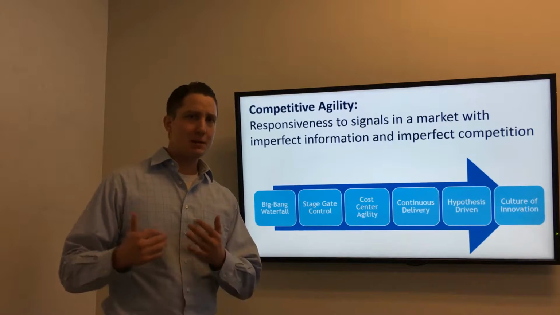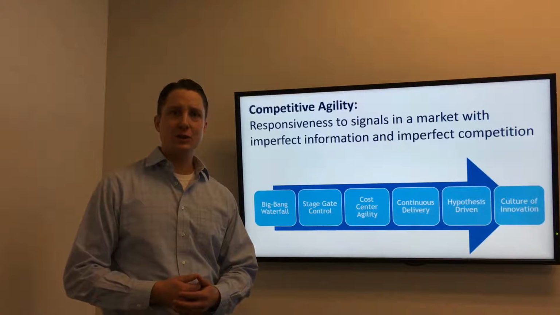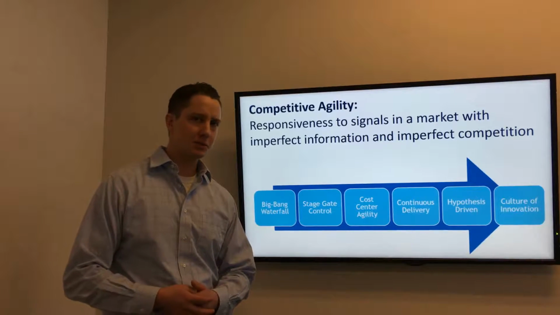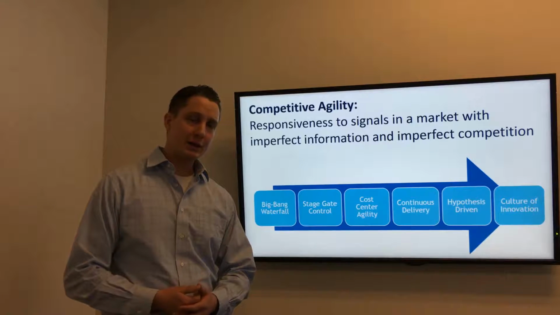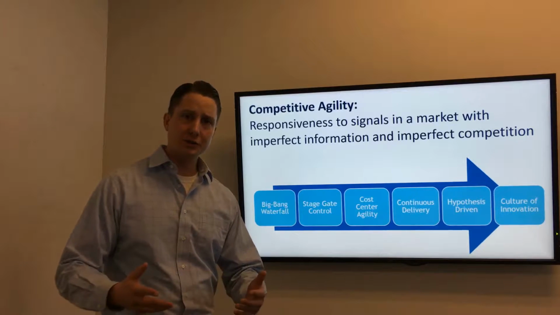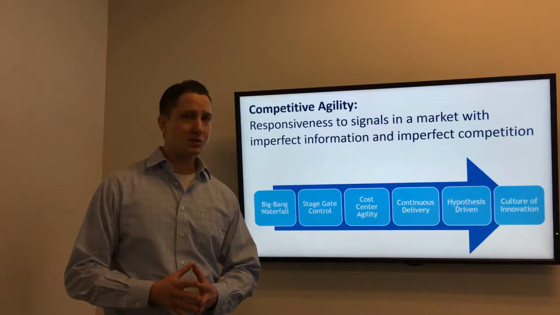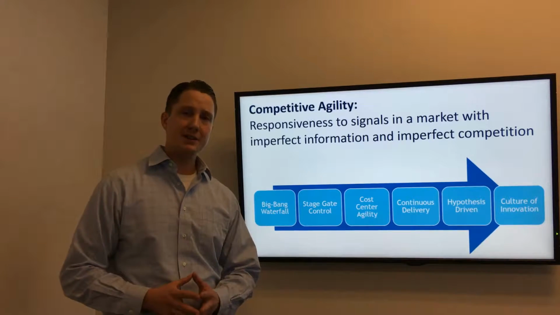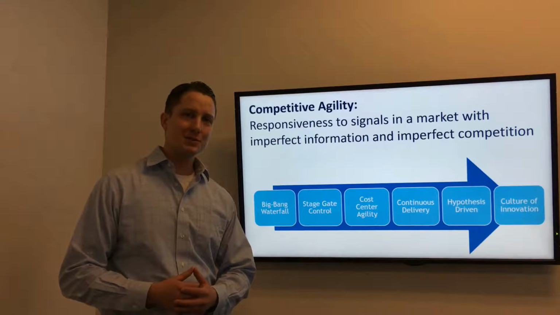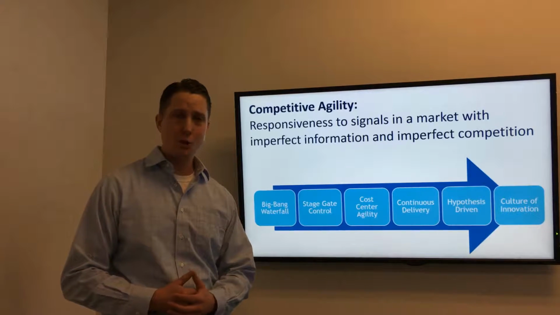That starts with Big Bang Waterfall, moves you into stage gate control, on into cost center agility, small solutions like Scrum or Kanban individually, then continuous delivery, hypothesis-driven design and development, and finally, a culture of innovation. Now, you don't need to be any one of these, but most companies do move through this progression as they make the socioeconomic changes necessary as leaders to attain to that utopia that they've been promised. Let's discuss them one by one.